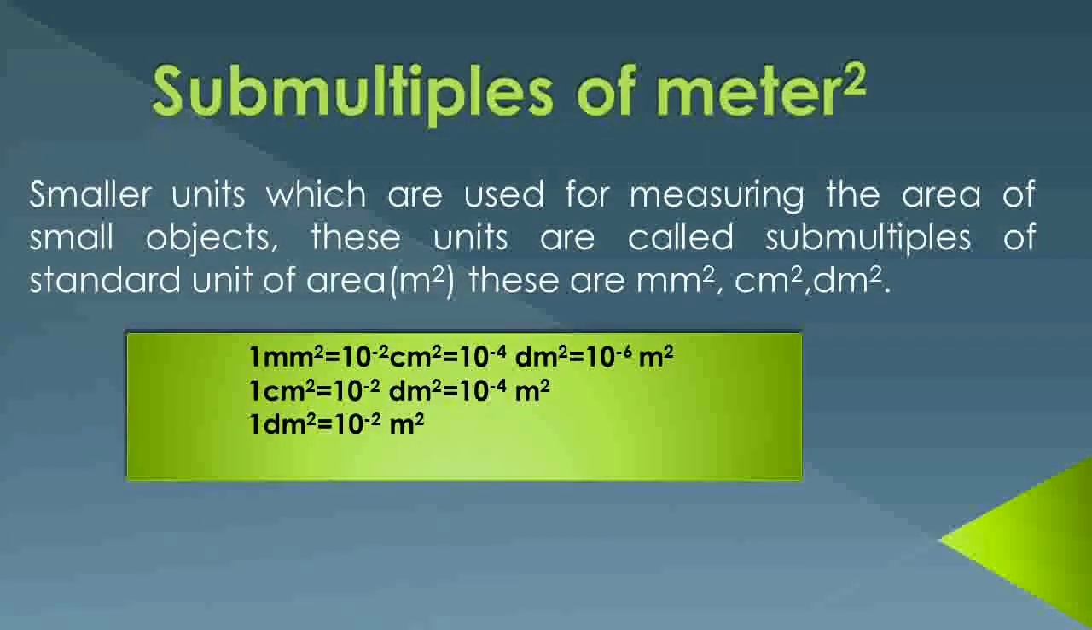Our next submultiple of meter square is decimeter square. So 1 decimeter square is equal to 10 to the power minus 2 meter square. So this is all about the conversion of the submultiples of meter square. When you solve this, you will get this only. So these are all the submultiples of meter square, and these are millimeter square, centimeter square and decimeter square.